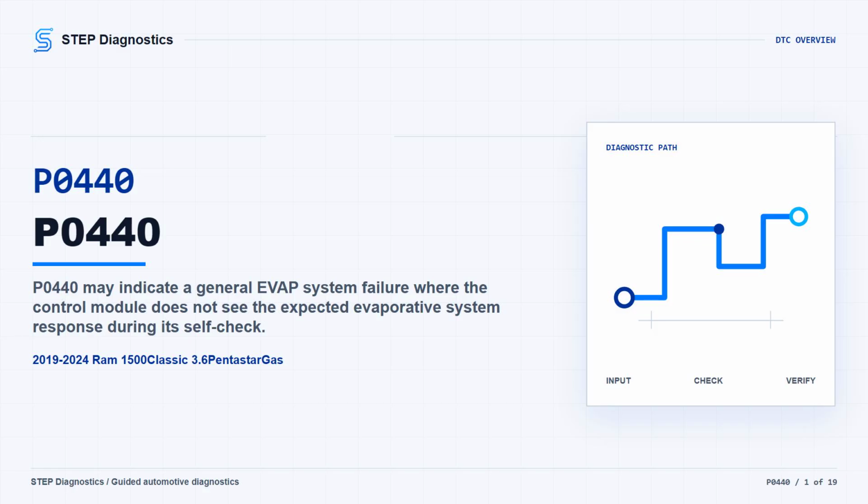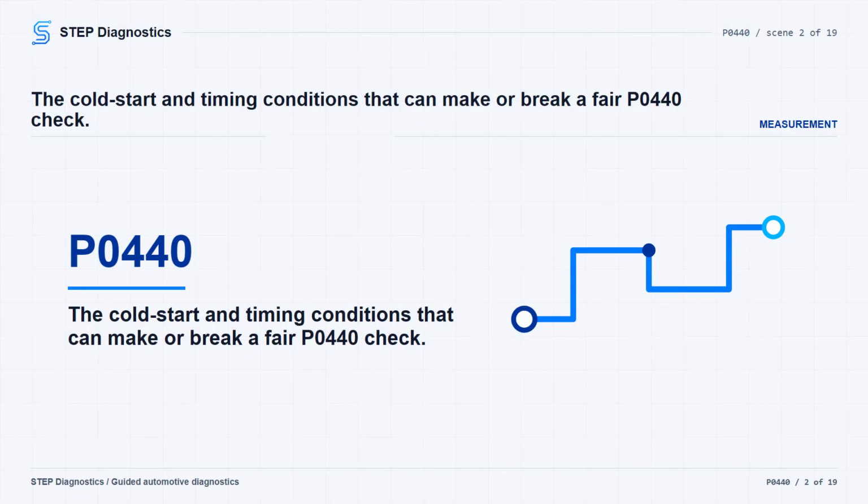Broadly, this can involve a possible EVAP leak, purge control issue, ESIM switch or circuit issue, vent restriction, or sensor feedback that does not line up with system behavior. The key is not to guess at parts. Work the system response in order. Before judging the result, make sure the monitor had a fair chance to run.